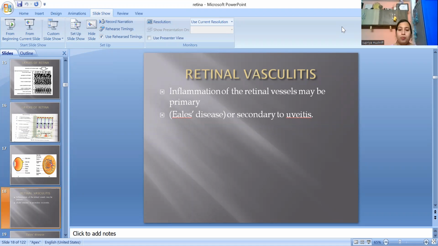So now my topic is after completing anatomy of retina. Now I start with my topic, diseases of retina. And the first topic is retinal vasculitis.